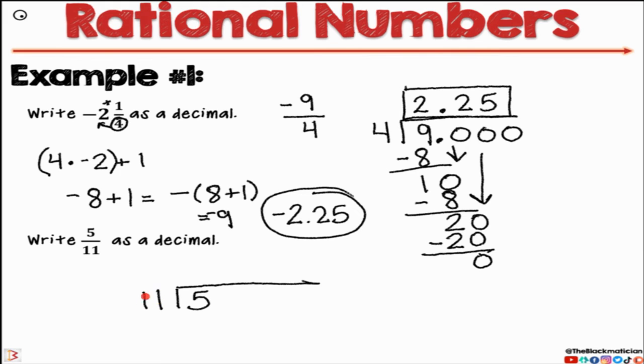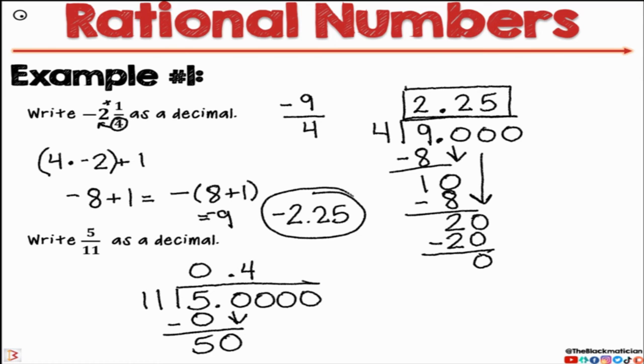I already know that 11 does not fit into 5, so I'm going to go ahead and add some extra zeros and make this into a decimal. So, how many groups of 11 fit into 5? The answer is 0. So I'm going to do 0 times 11, which is 0, and subtract, I will get 5. When I bring down that 0, now the question is how many groups of 11 fit into 50? And that answer is going to be a 4.